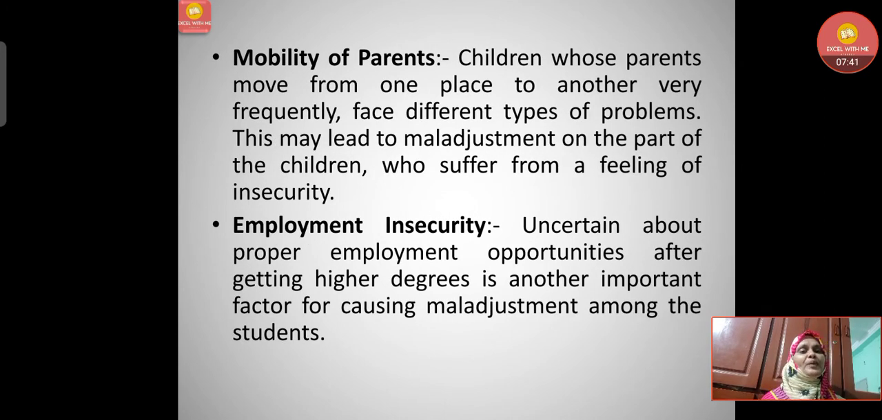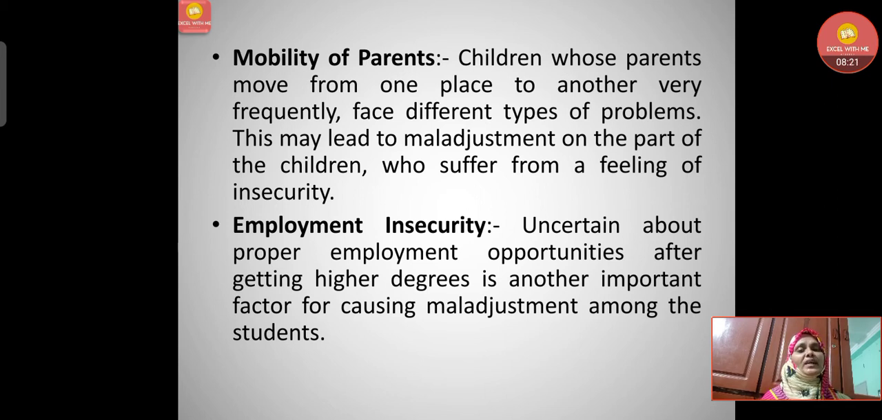So this frustratedness will lead to maladjustment. Then mobility of parents. Children whose parents move from one place to another very frequently face different types of problems. This may lead to maladjustment on the part of the children who suffer from a feeling of insecurity. Obviously, when the parents, because of their job, have to move from one place to another place, in that case, what will happen? Suddenly the environment changes. If the child has the nature of adjustment, okay. Otherwise, the child will feel insecurity among the new members in the new society.